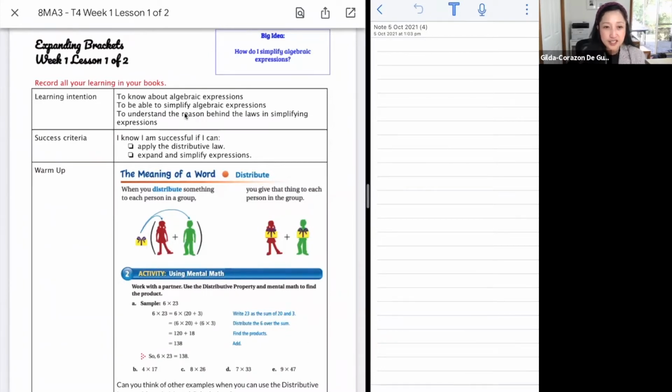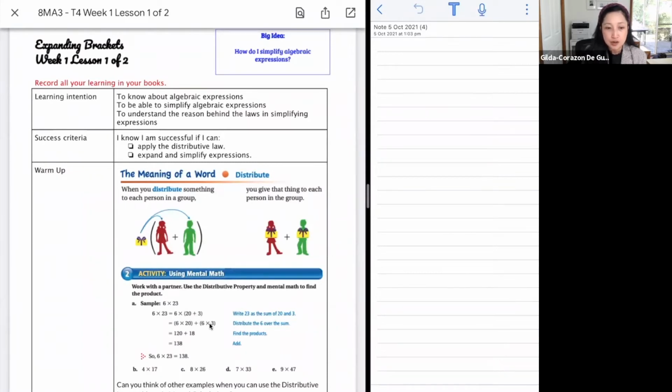So the learning intention is still to simplify algebraic expressions. Remember what we did in the previous lessons: we added, subtracted, multiplied, and divided them. So now it's also like multiplication, but a different kind of multiplication because we've got a number outside the brackets, and we want to distribute that to each of the terms inside the brackets.